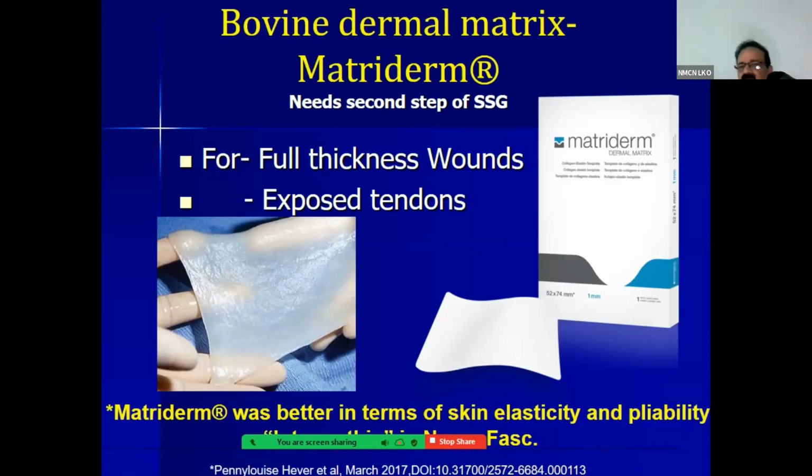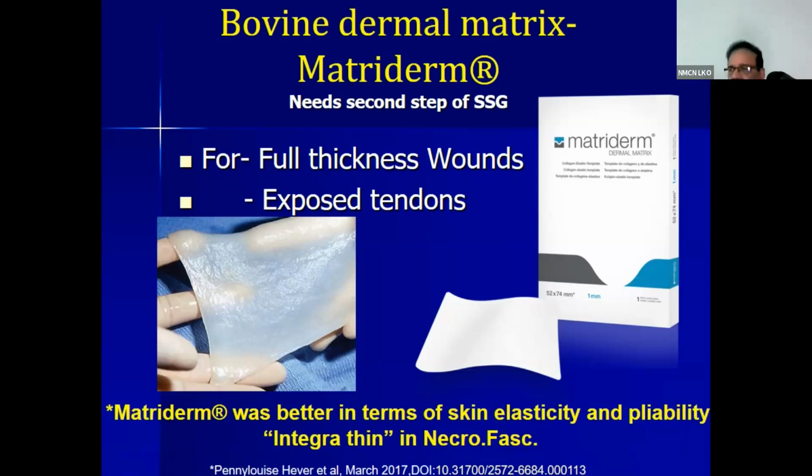Matriderm is a bovine dermal matrix, which also needs the second step of SSG if the wound is big. It is used for full thickness wounds and for exposed tendon. Mind it, in a diabetic foot ulcer, if the tendon is exposed, it is very difficult to get granulation tissue over it. It gets easily necrosed, which leads to chronicity of the wound. So there, if you use Matriderm, and if infection can be brought under control, then it may be effective.